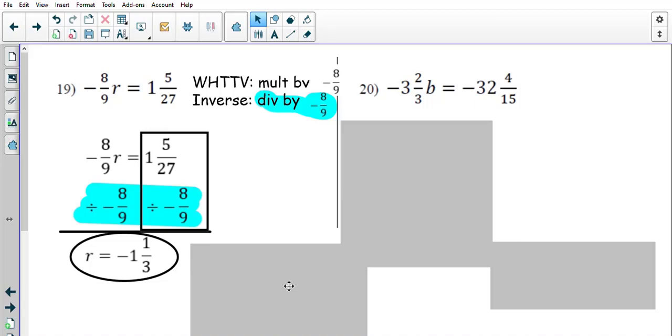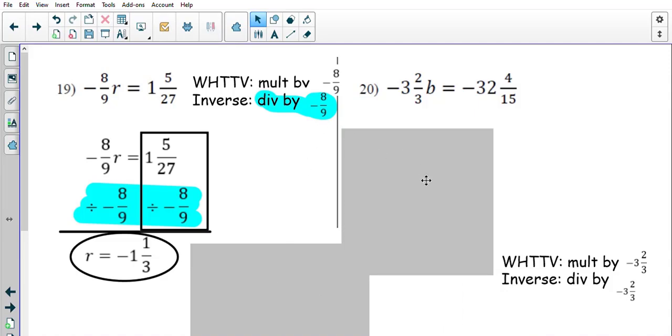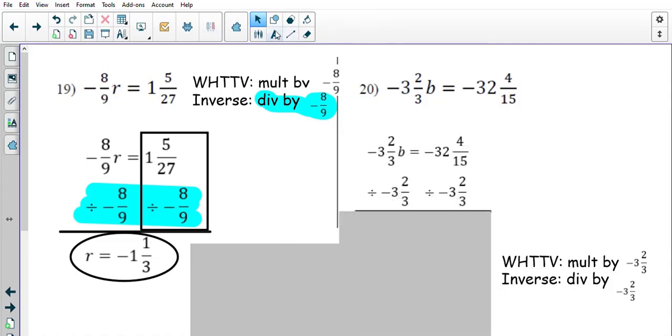We can look at some examples, and we will do that in class as well. All right, last one. We've got -3 2/3 b equals -32 4/15. What's happening to the variable here, and I put it down in the bottom right, is that we are multiplying by -3 2/3. So the inverse is to divide by -3 2/3. So we're going to divide both sides by -3 2/3. Again, let me just highlight my inverse that I'm using here.